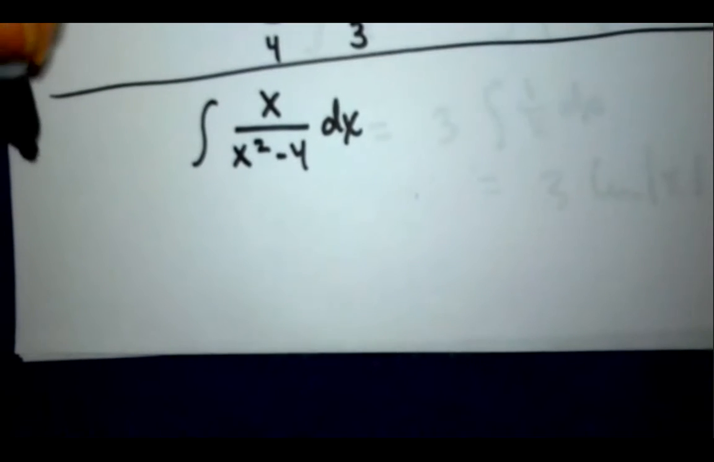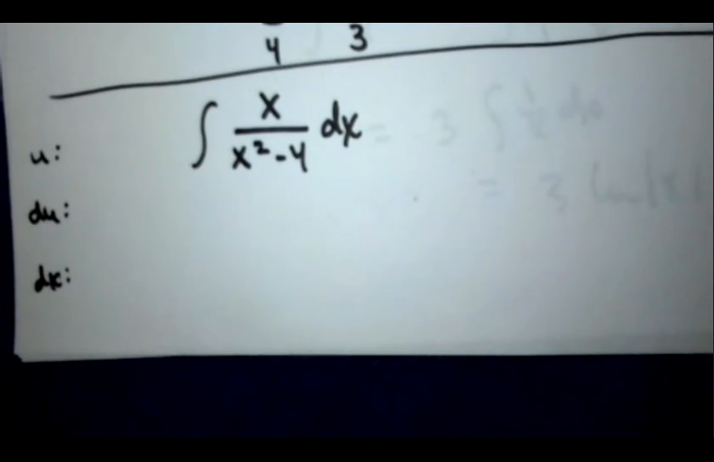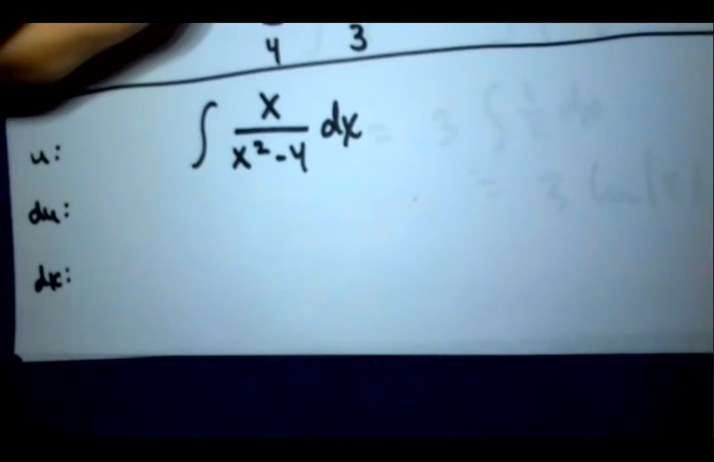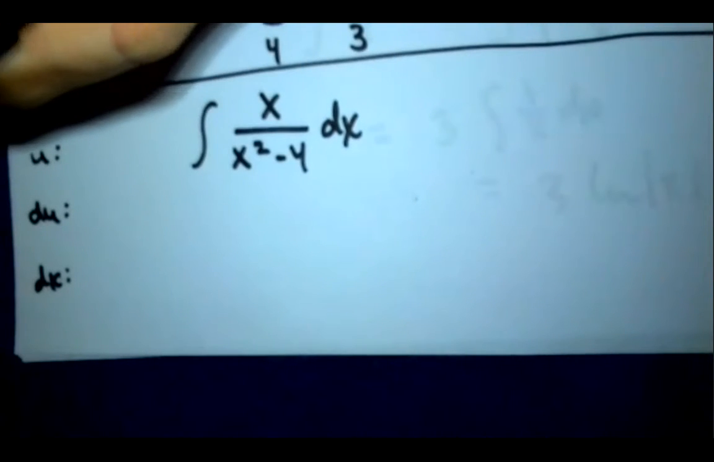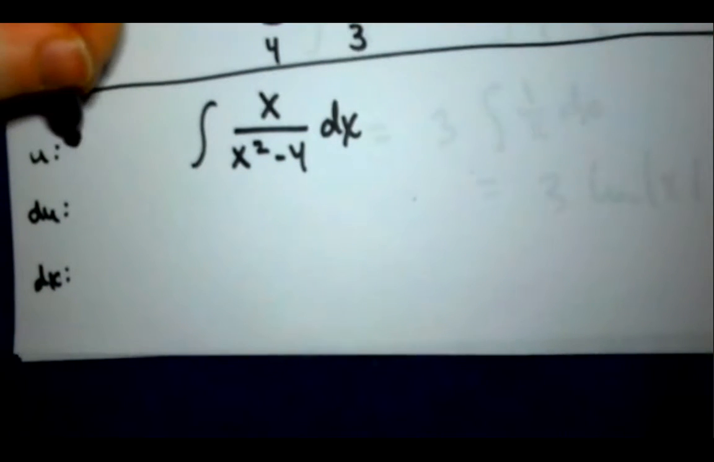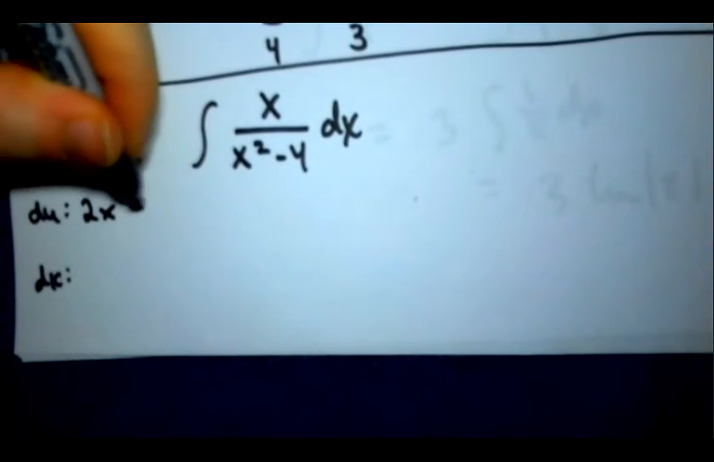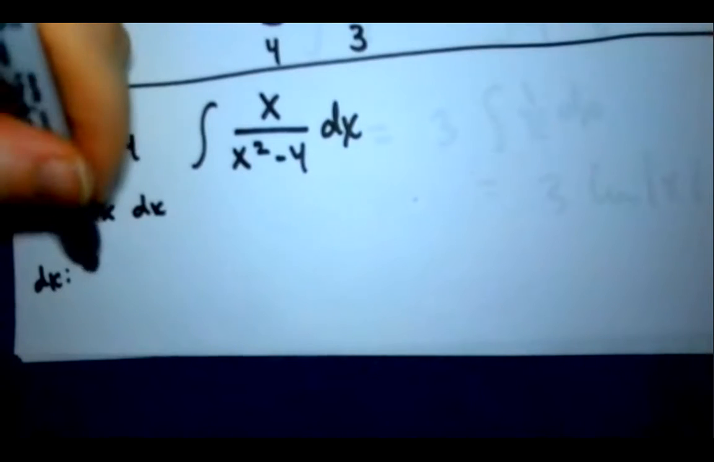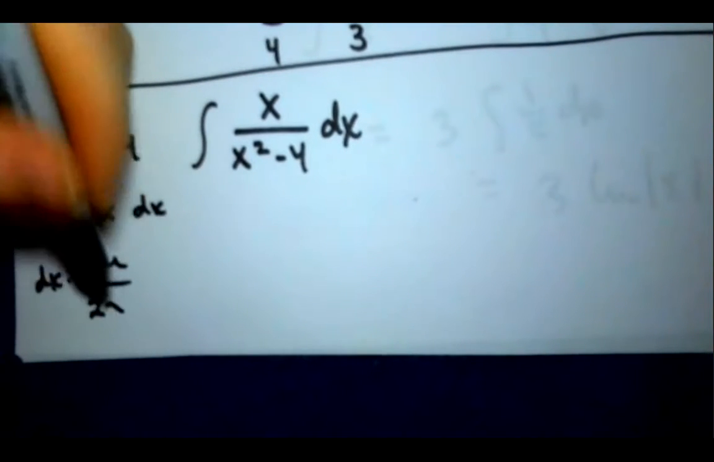So this would be u, du dx. And there's no obvious choice here. So when you're not sure what you're picking, pick the thing with the highest power, because when you take its derivative, you're going to drop the power, which hopefully lands us somehow to cancel stuff, right? So I'm going to say u is x squared minus 4. Then du is 2x dx. So then it's going to be du over 2x.